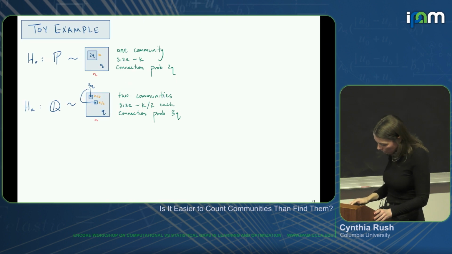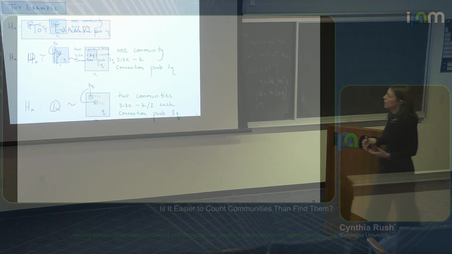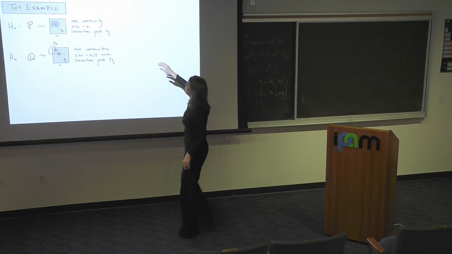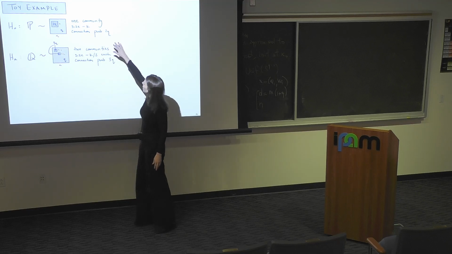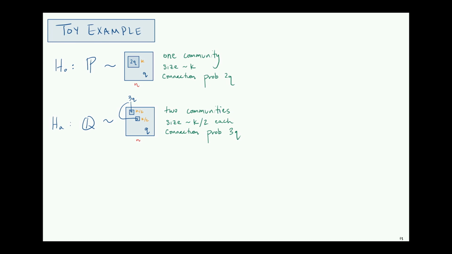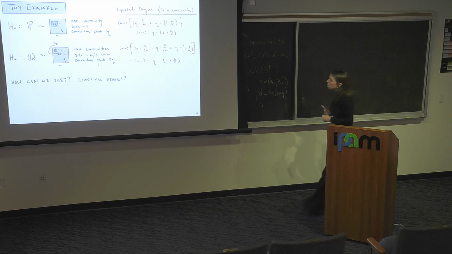So, okay, here's the toy problem. I want to test between a graph with one planted structure, so one community. The size of the structure is going to be roughly k, and the connection probability within the structure is 2q. And I want to test that against my alternative hypothesis that says there are two communities, each of size k over 2, and connection probability of 3q within the two communities.